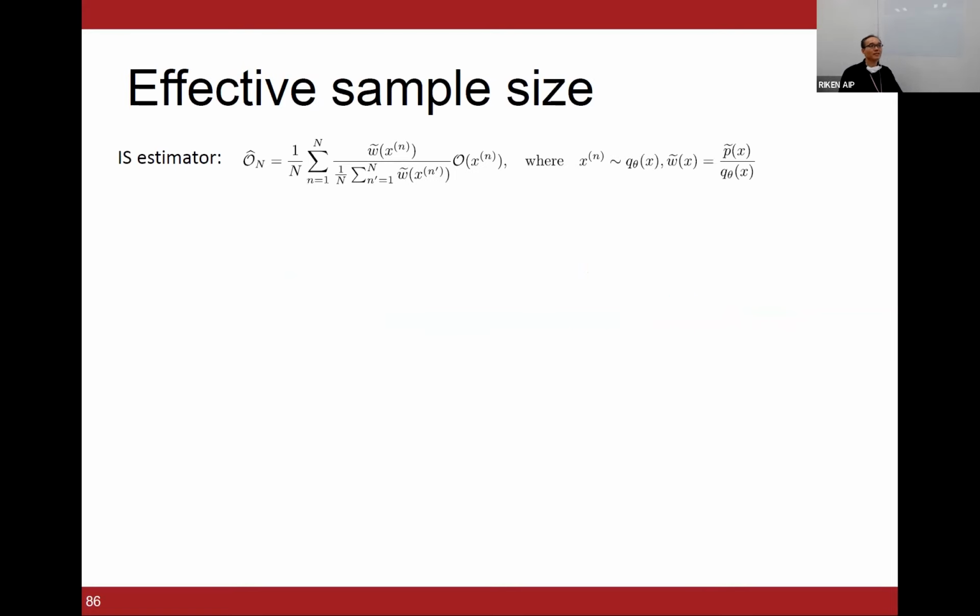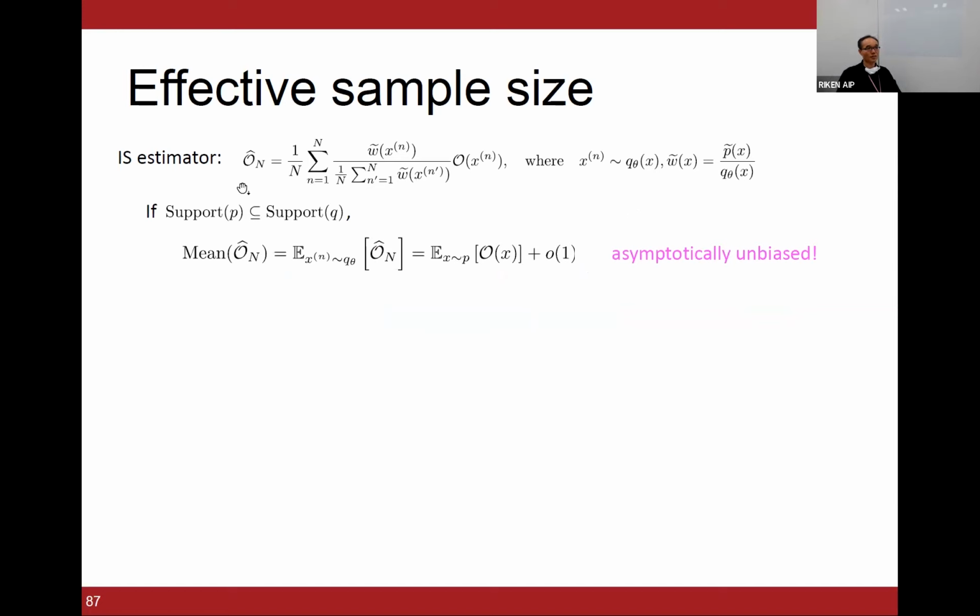So before this, I will explain what is effective sample size. So we are basically using importance sampling estimator, which has the self-normalized importance weight. And when we do estimation, we are interested in its bias and the variance. And they assume that the model support covers the target support. Then, as I explained in the beginning, the mean of the importance sampling estimator is equal to the target value plus small o(1), meaning that it's asymptotically unbiased.